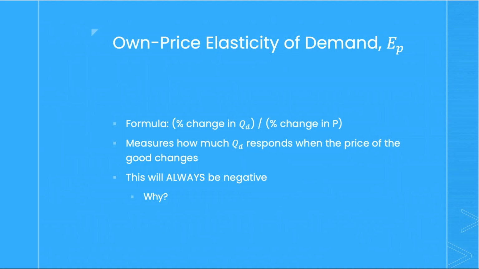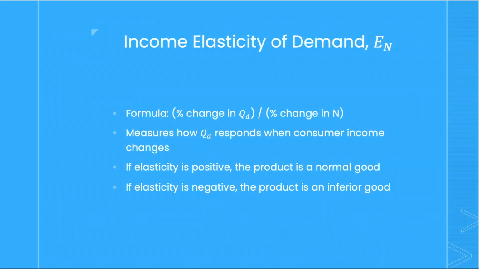So let's start with own price elasticity of demand, or E sub P. The formula is percentage change in quantity demanded divided by percentage change in price. Now what this does is it measures how quantity demanded responds when the price of a good changes. However, it's noted that this will always be negative. Why is that? Well, it'll always be negative because the law of demand says that as price increases, quantity demanded will decrease.